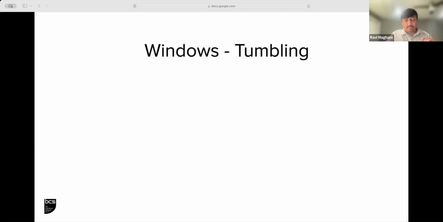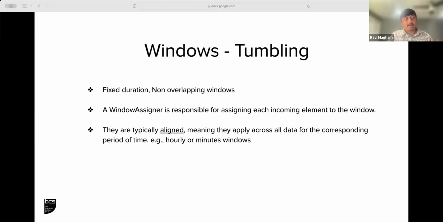And the various kinds of windows, the first and foremost is the tumbling window, where you define fixed duration buckets and they are non-overlapping, which means you could say every 5 minutes, I want a new window to be opened on my stream.